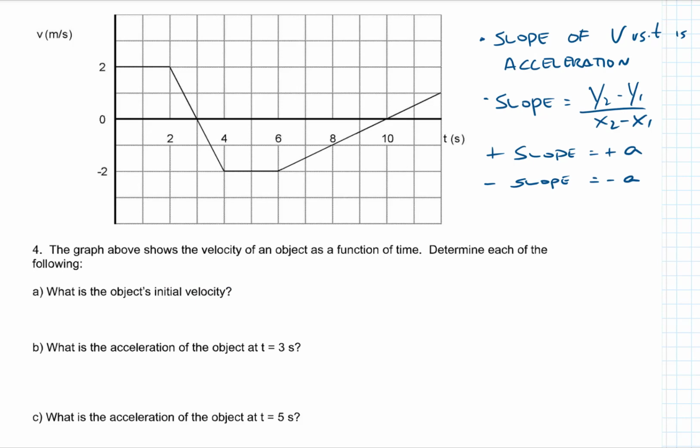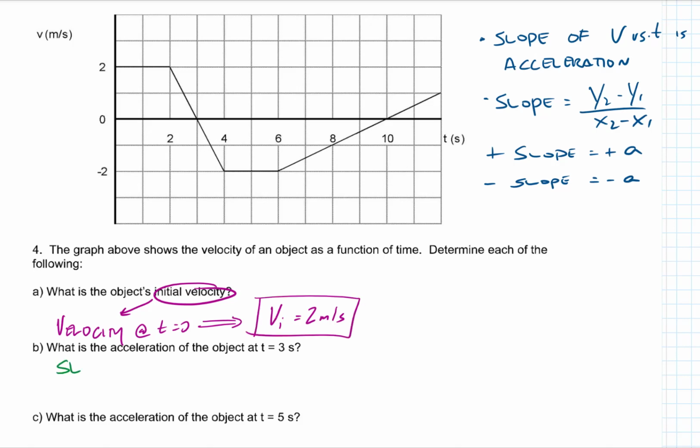So, question A asks, what is the object's initial velocity? Well, if this is a velocity graph, and I want the initial velocity, that's going to be the velocity at time equals 0. Well, I can read that straight from the graph. The v initial here is going to be 2 meters per second.